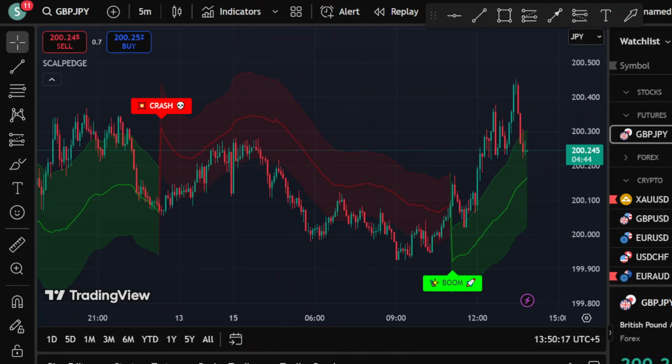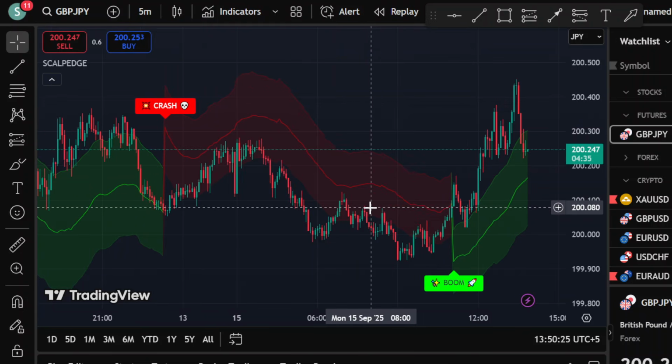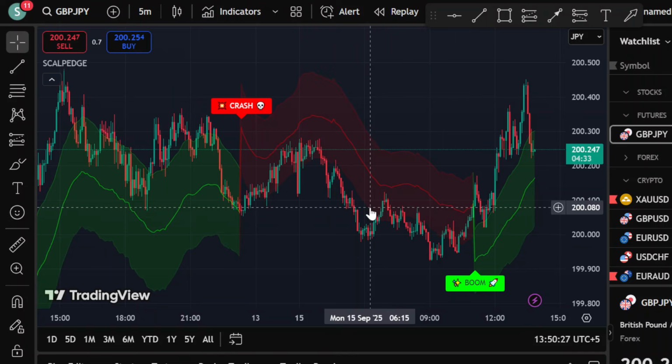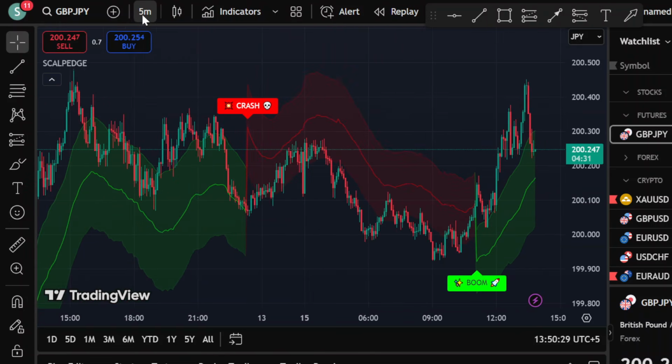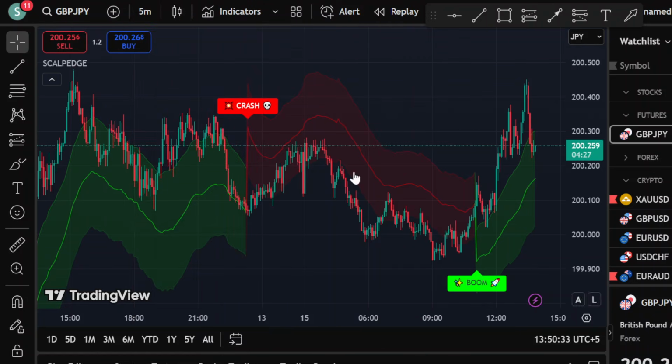Good afternoon, traders. In this video, I'm going to show you the best buy and sell signal indicator developed for TradingView, and it is very perfect. You can use it on the higher time frames and the lower time frames, but I suggest everyone at least use the 15-minute. But I'm just going to show you how it also works on the 5-minute time frame.